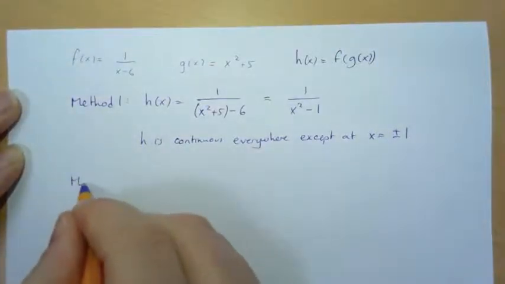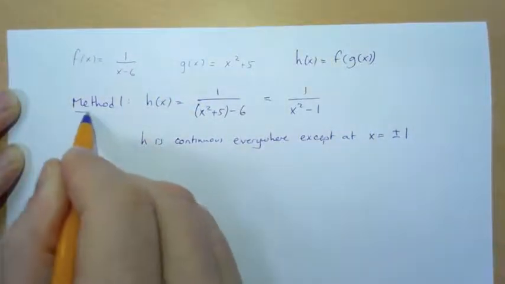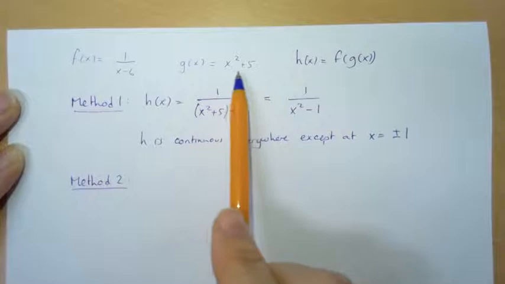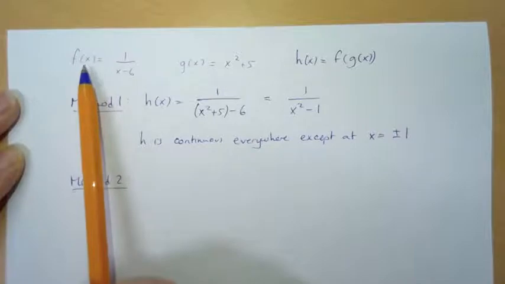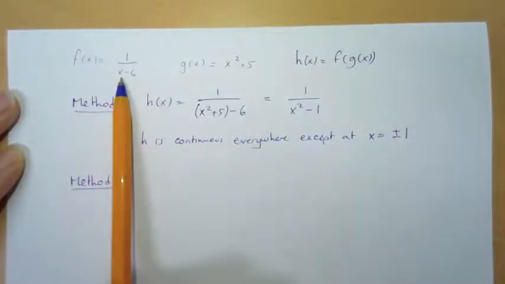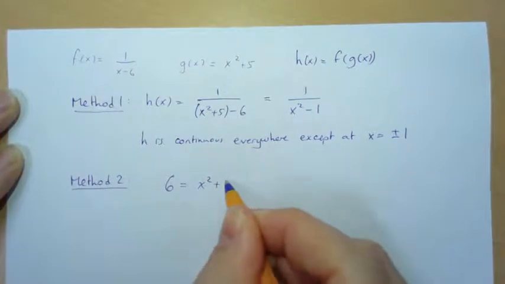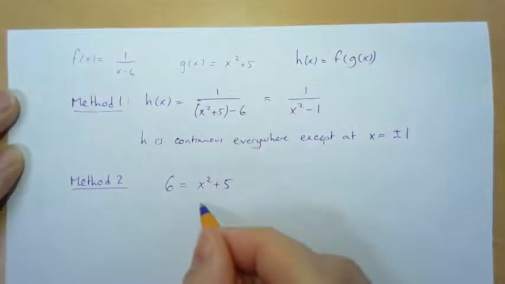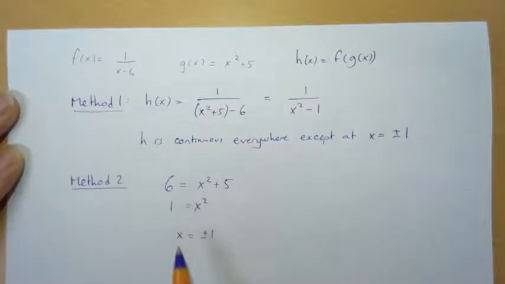The second method boils down to the same thing, but you can just look at g of x. You see it's never discontinuous, it's a polynomial. You notice that f of x is discontinuous at x equals 6, so you may want to just say, okay, when is g of x equal to 6? 6 equals x squared plus 5, and then you solve this: x squared equals 1, and of course you get the same answer, x equals plus or minus 1. So h is continuous everywhere except at these 2 points.